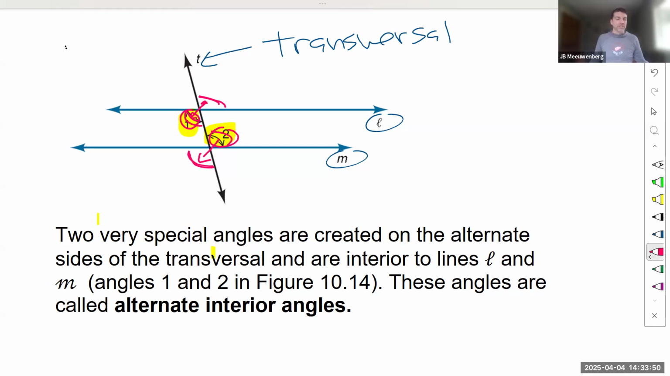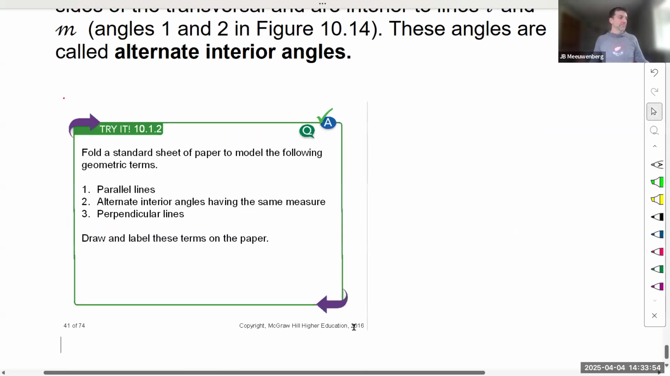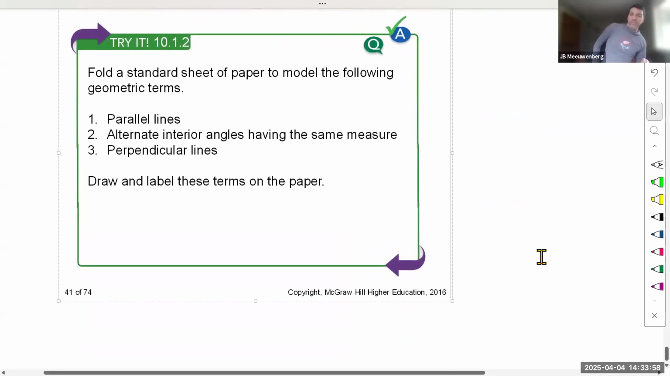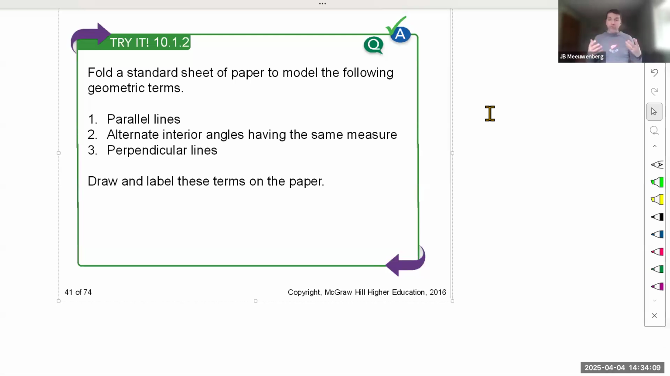And so we'll finish this video by doing one final little activity. Take a piece of paper and just fold it in a few different ways, or maybe take several different papers. Fold it one way to show parallel lines. Take another piece of paper, fold it to model that alternate interior angles have the same measure, and then fold it to demonstrate perpendicular lines.